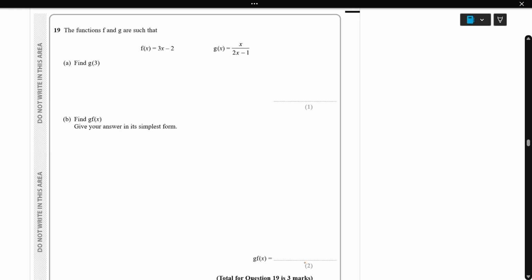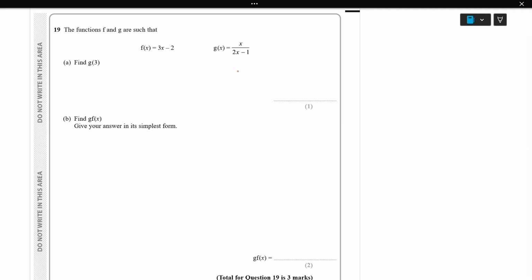Next, question number 19. The functions f and g are such that f of x is given, g of x is given. So g of 3: just plug in 3. g of 3 equals, wherever x is there we place 3. So 3 over 2 times 3 minus 1, which is 3 over 6 minus 1, which is 3 over 5. So the answer is 3 over 5.